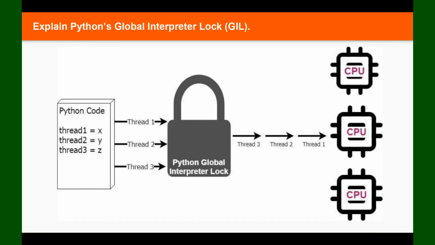So why does the GIL exist? The GIL is used for simplified memory management. Python uses reference counting for garbage collection, and the GIL ensures that memory operations like incrementing and decrementing references are thread safe without requiring complex locks.